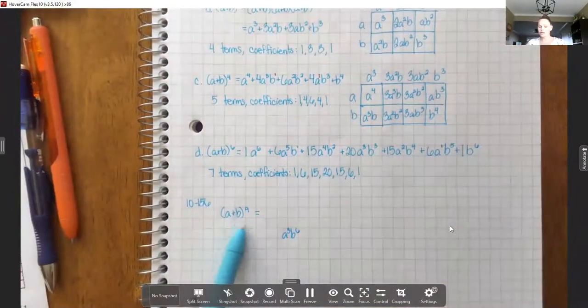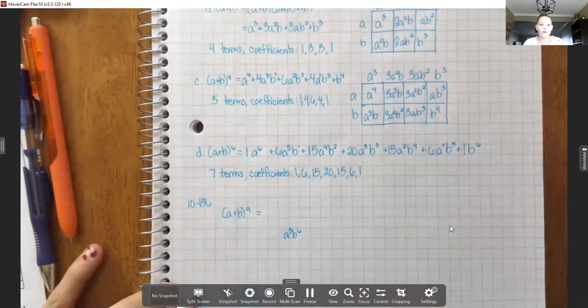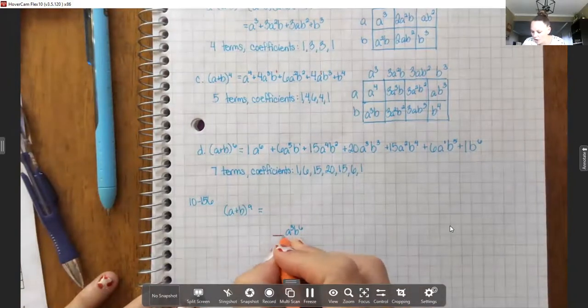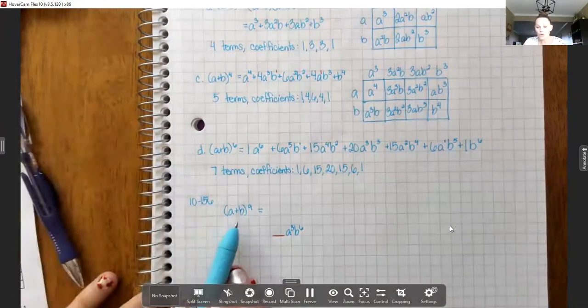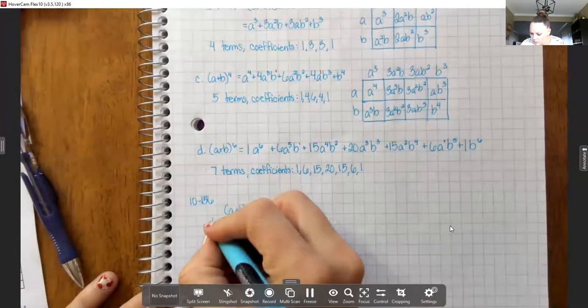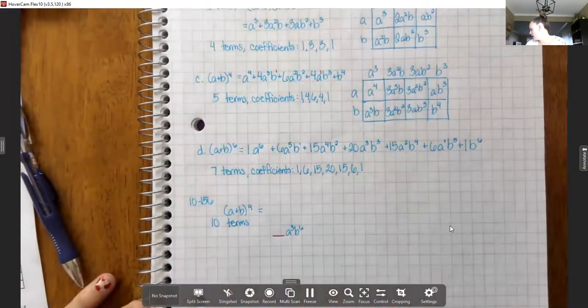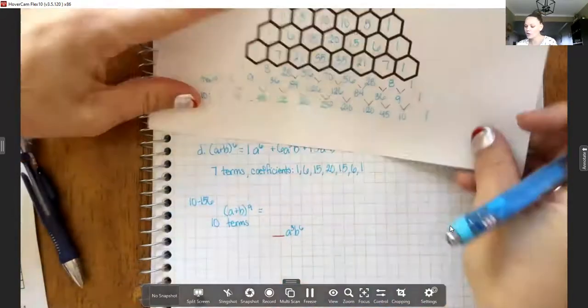So we know that this is (a plus b) to the 9th. We're not going to write it all out. We are just concerned about this term right here, and we want to know what the coefficient is in front. We could write it out, but we don't want to. We know that if it has an exponent of 9, it's going to have 10 terms. And so we know we would want to go to row 9.